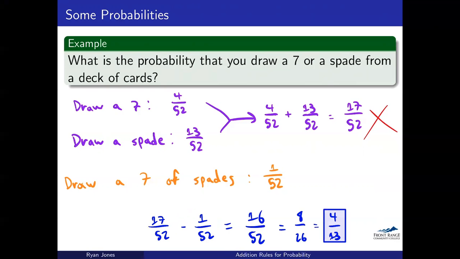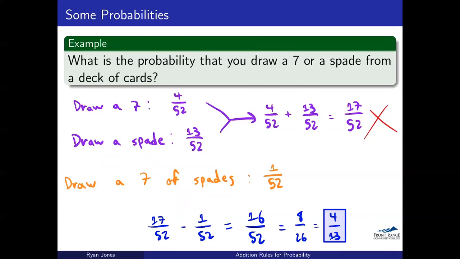And so what we're seeing here is actually a perfect example. I haven't stated this yet, but this is a perfect example of when events are not mutually exclusive. The events of drawing a 7 and drawing a spade are not mutually exclusive because they clearly can both happen at the same time. You can draw the 7 of spades. So they're not mutually exclusive.